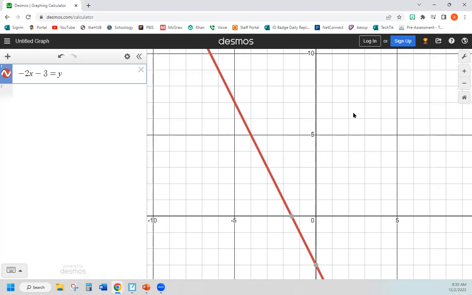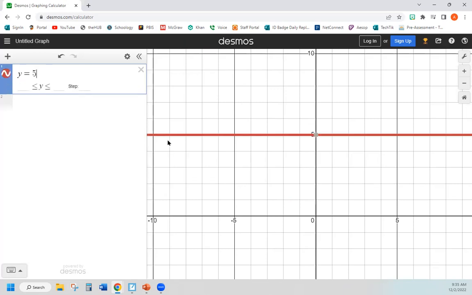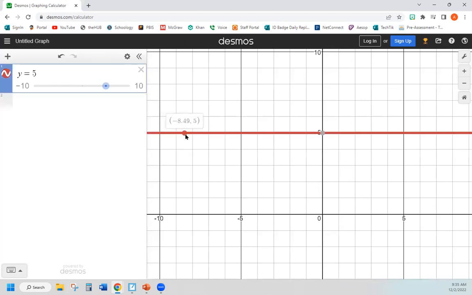So the next thing that I wanted to show you was example number 3, when Y equals a number, and example number 4, when X equals a number. So when Y equals 5, notice what happens when I drag and look at all the points where Y equals 5. These are where my Y numbers never change, right? My X changes because I'm moving left to right, but I'm never moving up and down. So my 5 doesn't change.